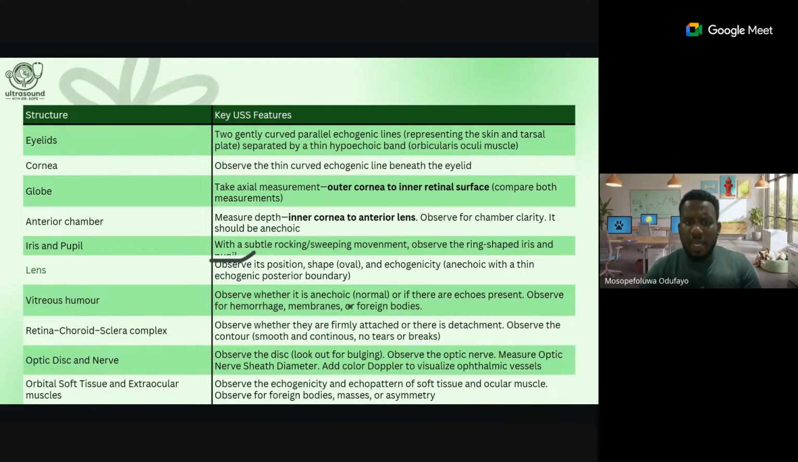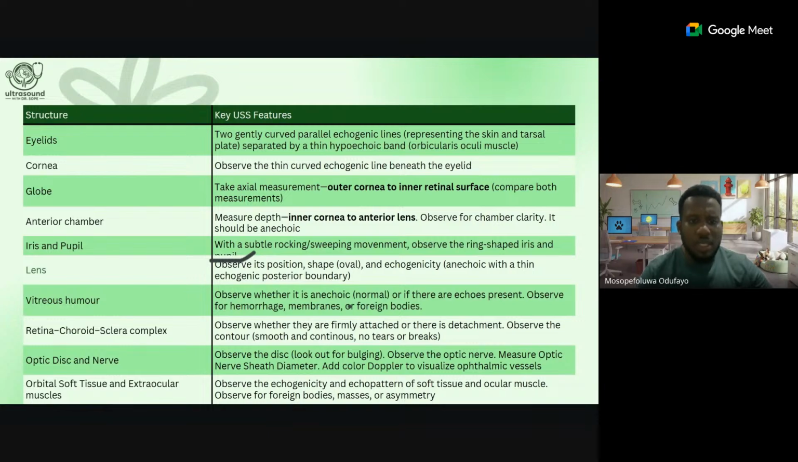What are you looking at in the lens? You're trying to see its position, its shape, and its echogenicity. Think about those things I said. This position, is it in the right place or is it dislocated? Its shape, is it properly shaped? And its echogenicity, is it anechoic inside with thin echogenic posterior boundary, or is there something else? Those are the things you are looking at. You are not really bothering yourself about its measurement, basically.